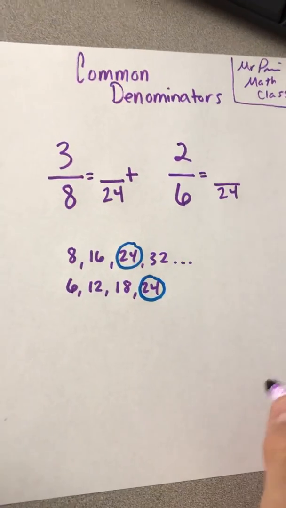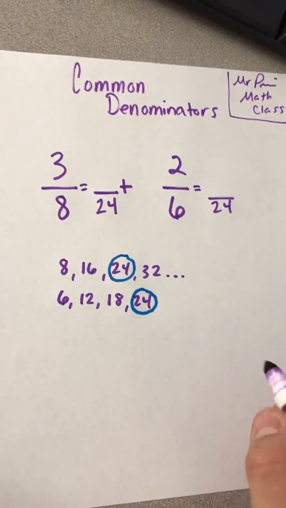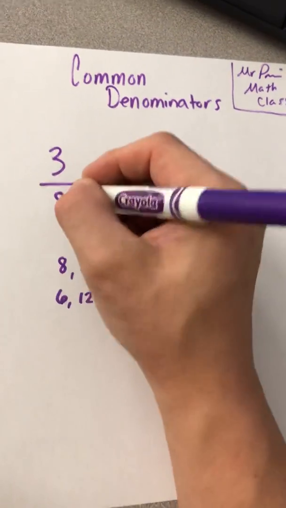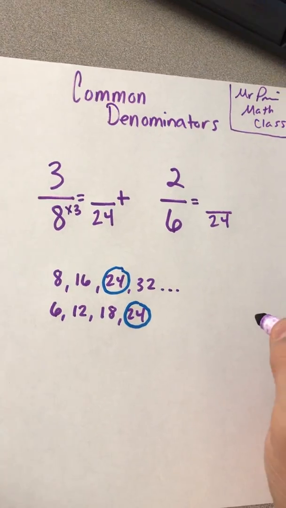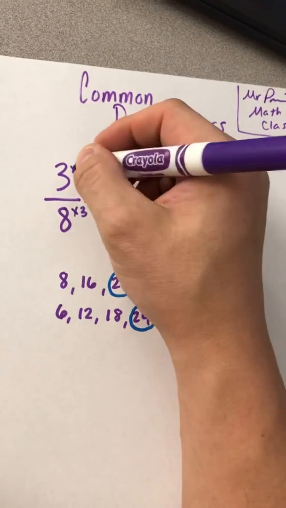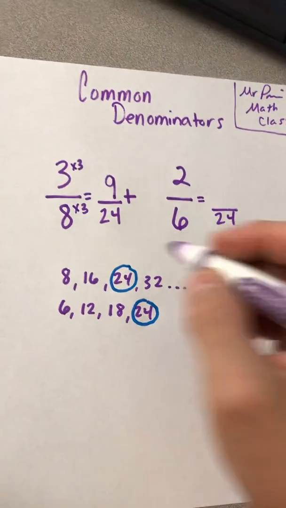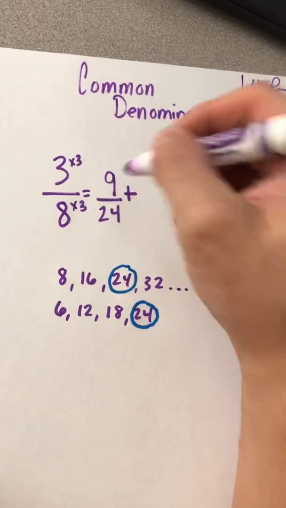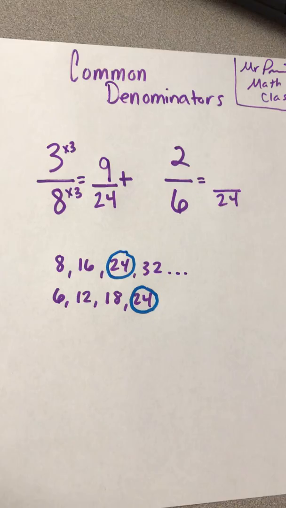Now, what we have to do is think about what we multiplied these denominators by to find our rule to this fraction. So to get from 8 to 24, that was a times 3 rule. We'd do the same rule on the numerator. Times 3, times 3. So this is 9/24. We've just converted 3/8 into 9/24. It's the same value, but it looks different.